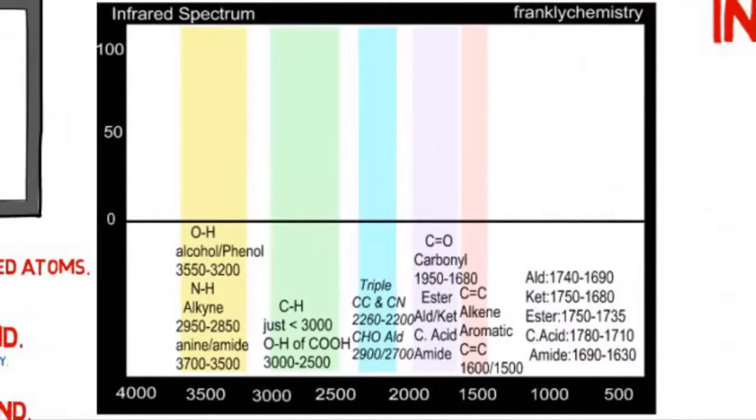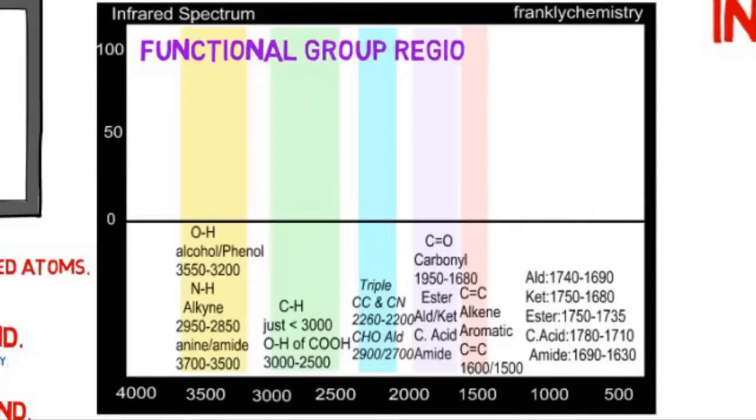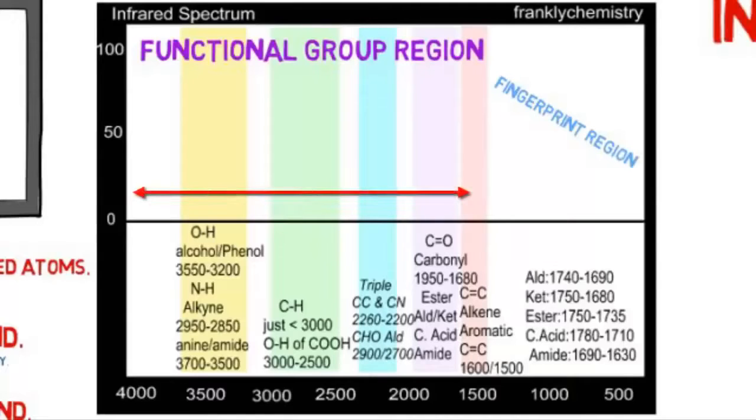So we're now finally ready to take a look at these infrared spectra and learn how to analyze them. First of all, it's divided into two regions, as you see here. There's the functional group region, which is from 4000 down to 1500, and then there's a fingerprint region from 1500 down to 500.